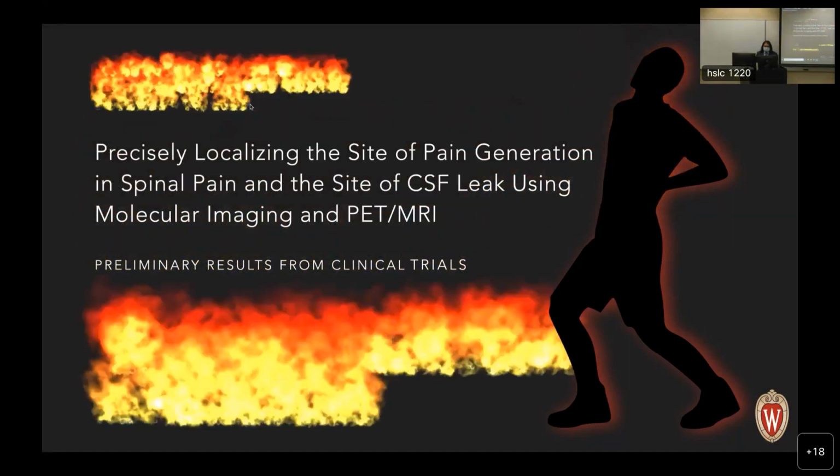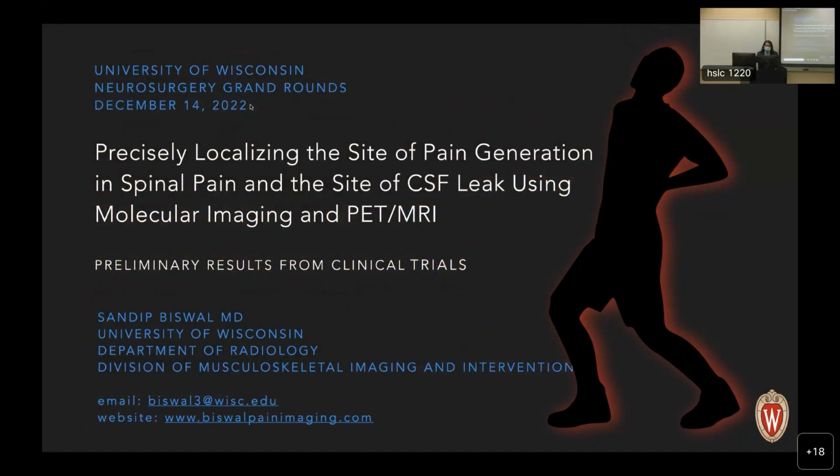I'm a musculoskeletal radiologist, and it's been since 2003 at Stanford. I've been involved in this business of trying to find pain generators with a more precise, accurate technique, which I'm going to talk about. And as Dr. Brooks mentioned, I've been working with a couple of neurosurgeons in this regard, and I'll share our experiences. I'm going to be specifically talking about imaging pain generators and then giving some examples with spinal pain and CSF leak.